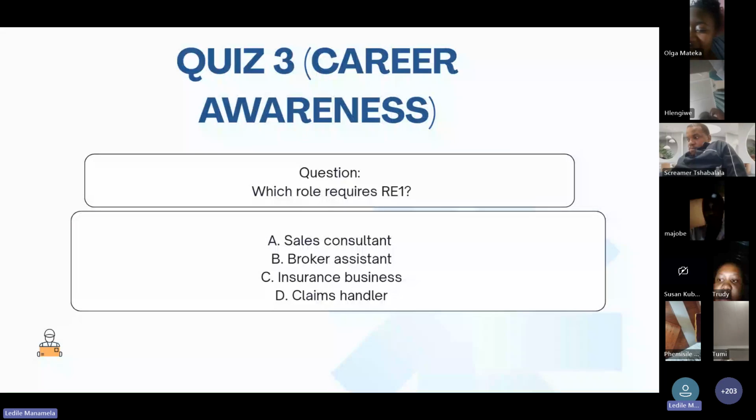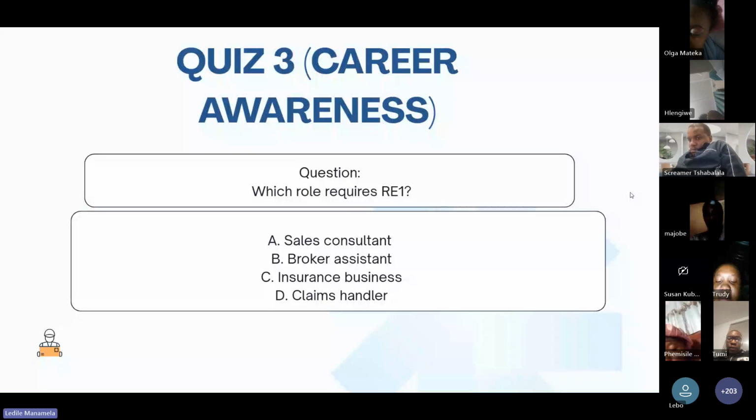Okay, guys. Hi. I did. Tell us why you chose A. RE1 is for key individuals, and key individuals basically do sales, like your financial advisors, because they're the ones that give advice to clients. There has to be a record of advice and all that compliance. So that's what I think.